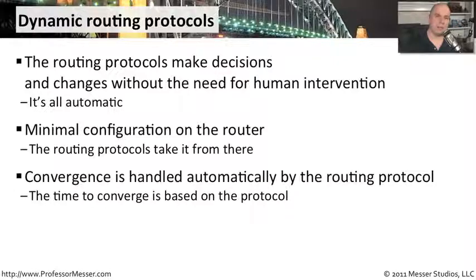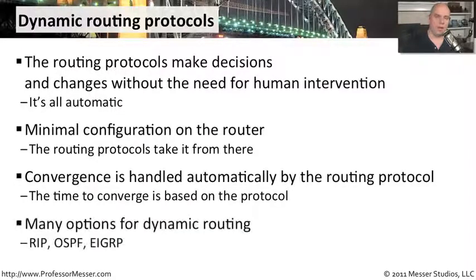The amount of time that occurs during this convergence process can vary depending on the routing protocols that you choose. Some routing protocols tend to converge very quickly. Others take a little bit more time. It differs from one routing protocol to another. There are a lot of different options if you want to use routing protocols. RIP, OSPF, and EIGRP are just a few examples of some of those routing protocols that you give a basic configuration to, and they take care of all the routing decisions from there.